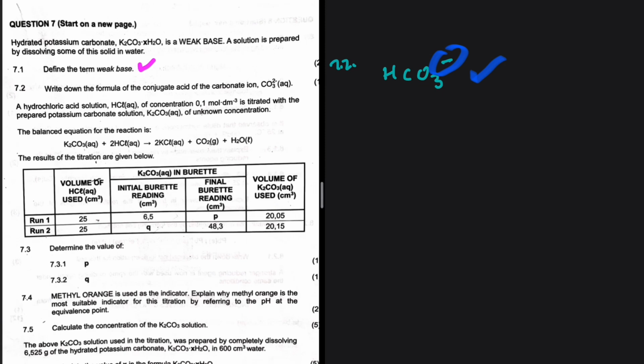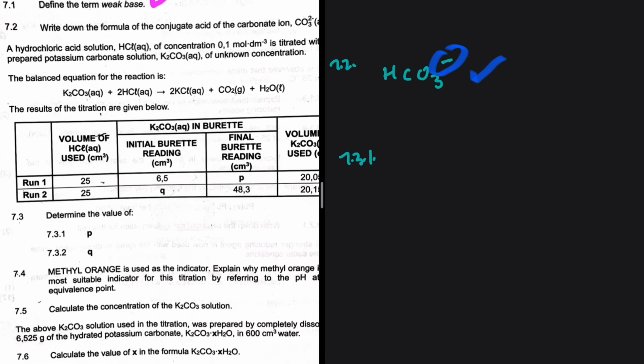In 7.3, a hydrochloric acid solution, HCl, of concentration 0.1 mol per decimeter cubed is titrated with the prepared potassium carbonate solution of unknown concentration. The balanced equation for the reaction is K2CO3 + 2HCl gives 2KCl + CO2 + H2O. 7.3.1: determine the value of P. Okay, so let's take a look at what happens.